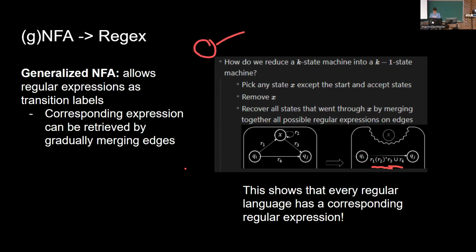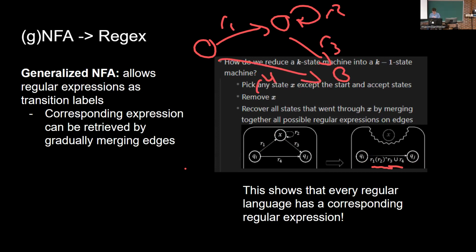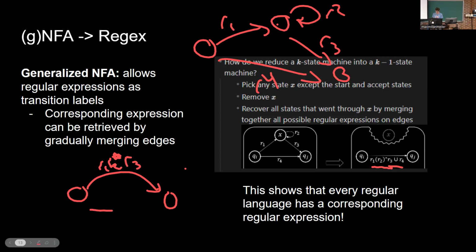Say we have this, and this is R1, this loops with R2, and then this takes R3, and this is R4. One interesting thing to note about this R2 infinite loop is that it means you can have R1 and then as many R2s as you want, and then R3. So effectively that is saying R1, then R2 star, then R3.